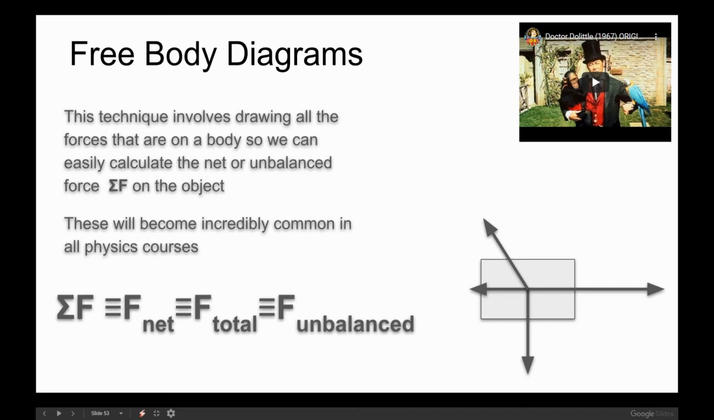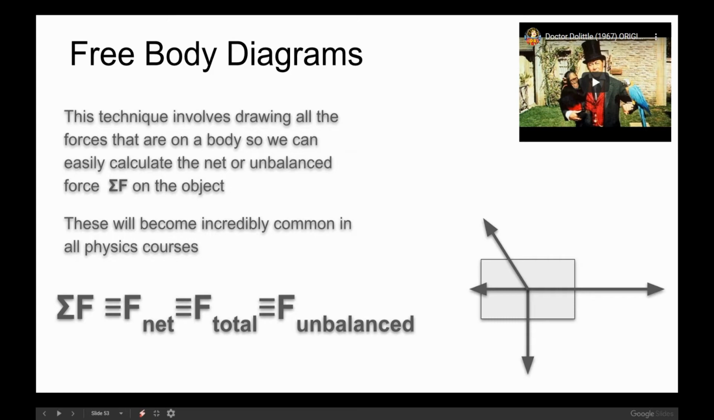Free body diagrams. There's nothing new here. F equals ma is the only thing in the whole unit. What we're doing now is doing vectors in all the possible dimensions, all the tugs and pulls and pokes we can do at an object. In the end, we have to calculate the sum of all forces, sigma F.